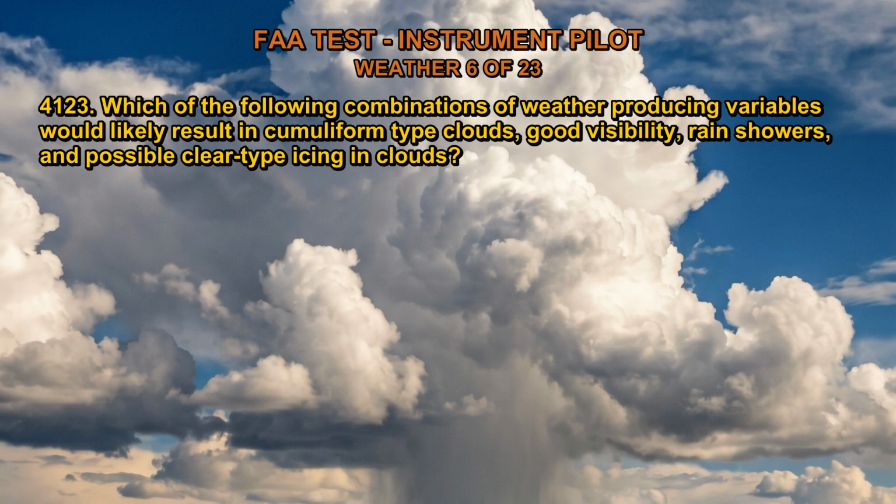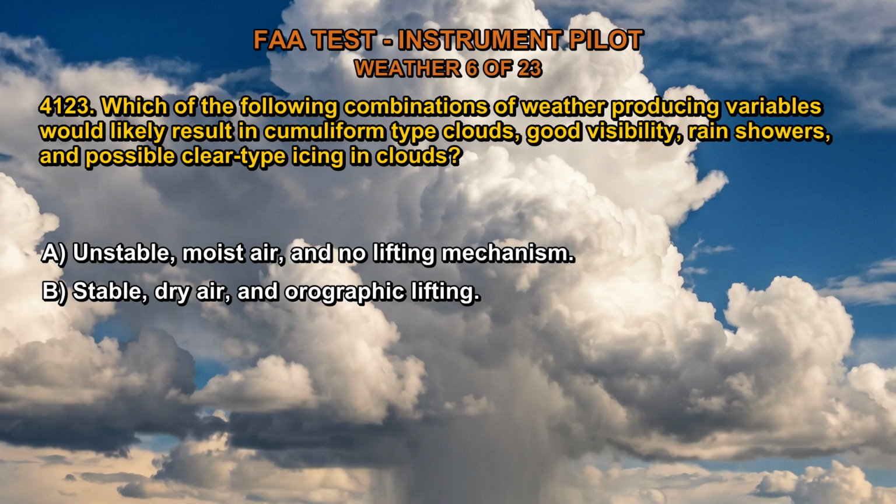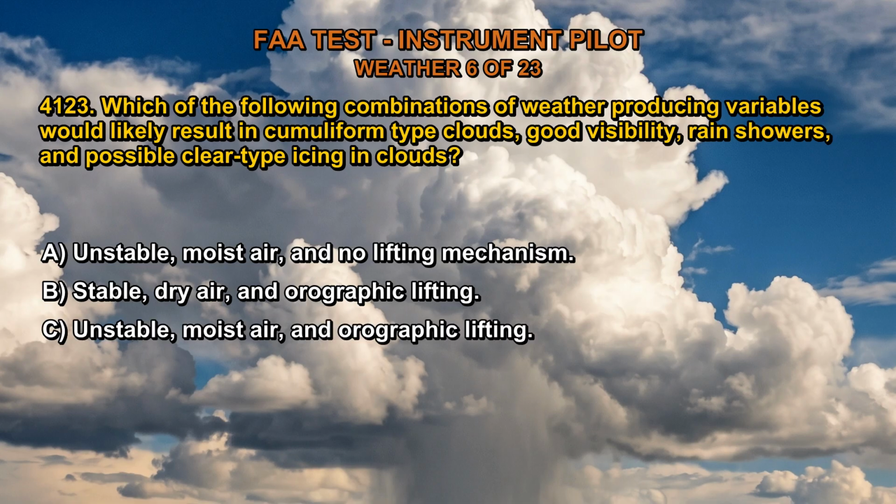4123. Which of the following combinations of weather-producing variables would likely result in cumuliform-type clouds? Good visibility, rain showers, and possible clear-type icing in clouds. A. Unstable, moist air, and no lifting mechanism. B. Stable, dry air, and orographic lifting. C. Unstable, moist air, and orographic lifting. The correct answer is C.